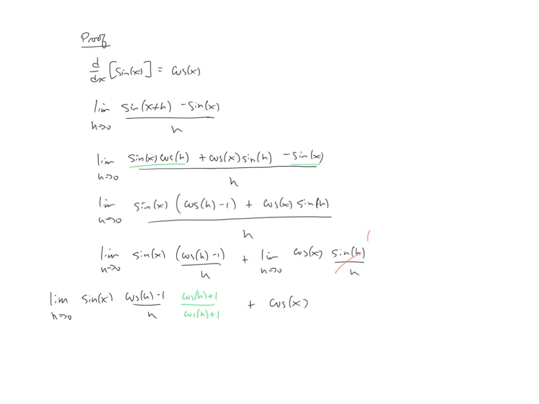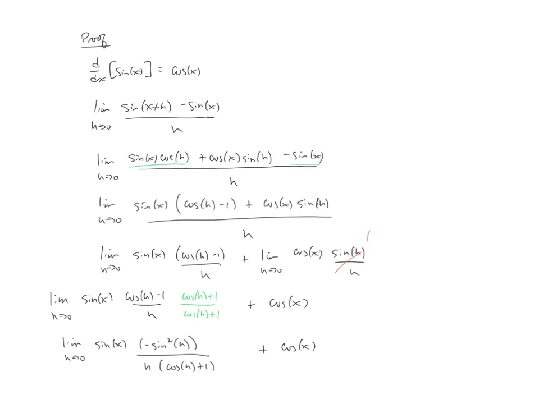In doing so, I'm going to have the limit as h goes to 0 of sine x, and in the numerator this would be a cosine squared minus 1. If we multiply this guy here and this guy here, this would give us a cosine squared h minus 1, which would actually give us a negative sine squared of h. And that's still over h with a cosine h plus 1. And then we still have this plus cosine x hanging out here as well.